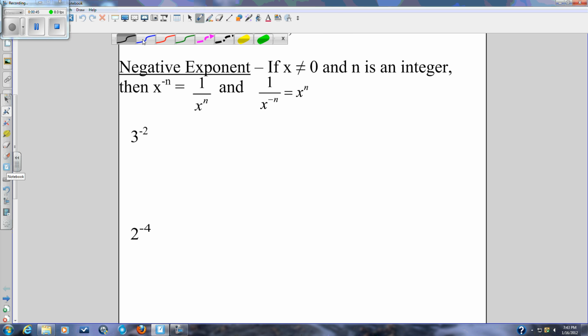Let's take a look at this first problem, 3 to the negative 2. Well, if we follow our rule here, x to the negative n equals 1 over x to the positive n, then we're going to be following that rule. 3 to the negative 2 is equal to 1 over 3 to the positive 2, which simplifies to 1 over 9.